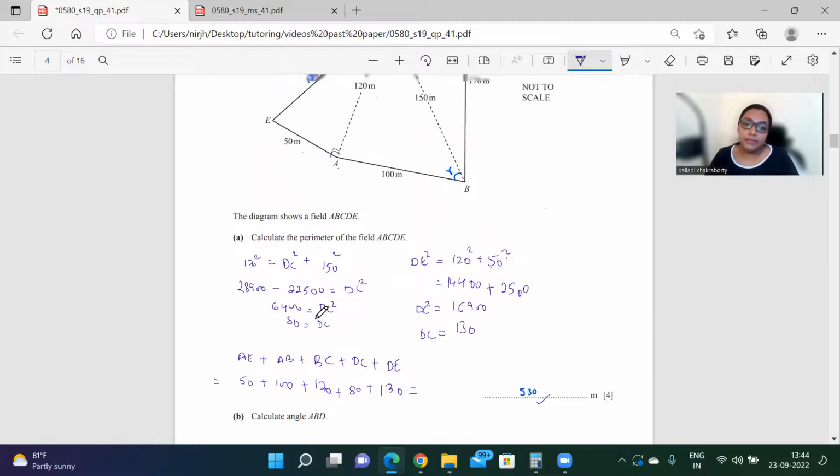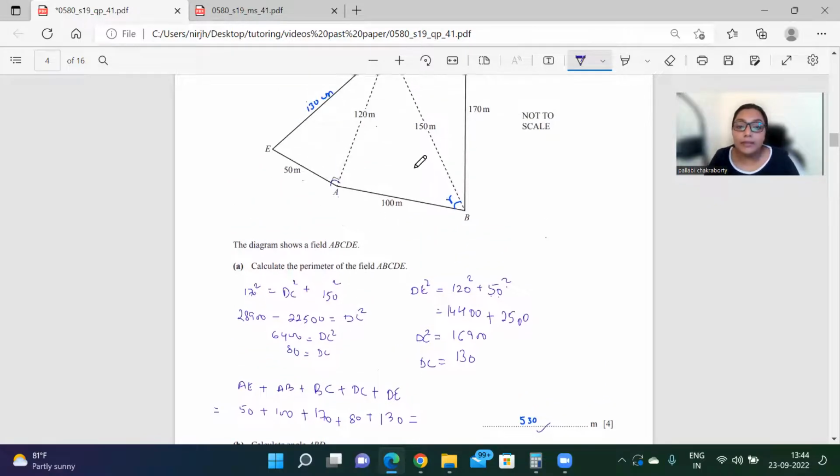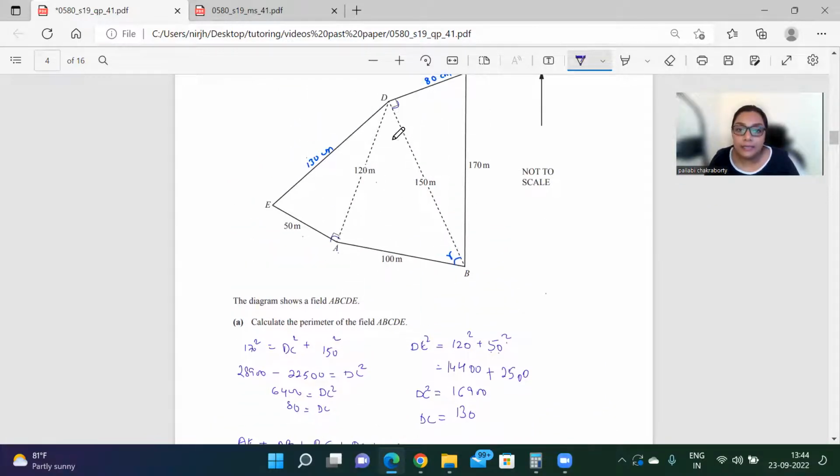Now the next point is you have to calculate the angle ABD, that is this angle. Now the problem is this is not a right angle triangle. So how do we find the angle over here? What do we do? For this question, we will use the cosine rule. Let me quickly state what we mean by the cosine rule. You need to know that before we move ahead with solving a question using it.